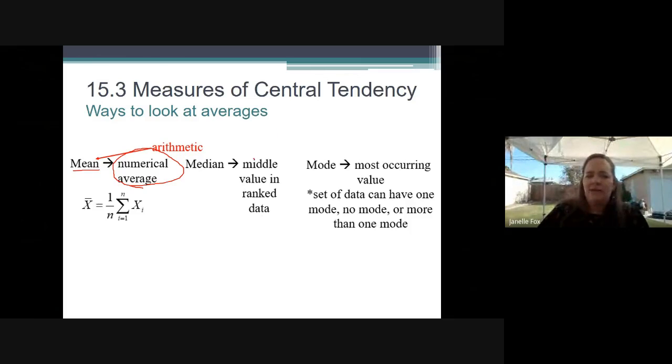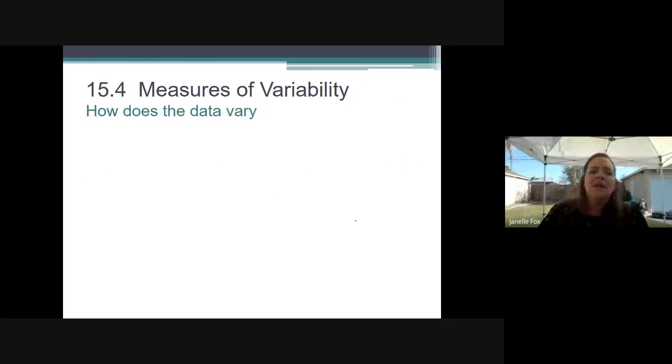The median is the middle number in your ranked data, but remember, you have to put the numbers in order. And then the mode is the most occurring value. Sometimes there is no mode. Sometimes there could be more than one. So easy, right? That was a very easy lesson that we learned that day.